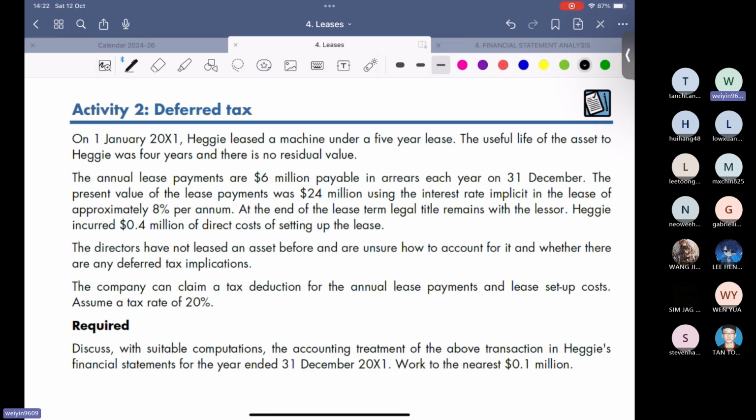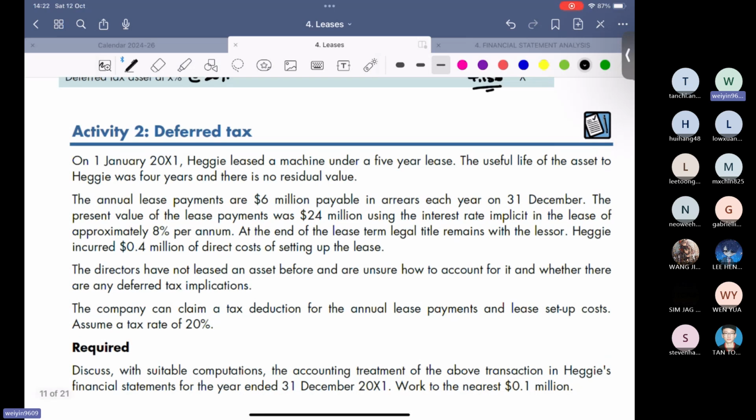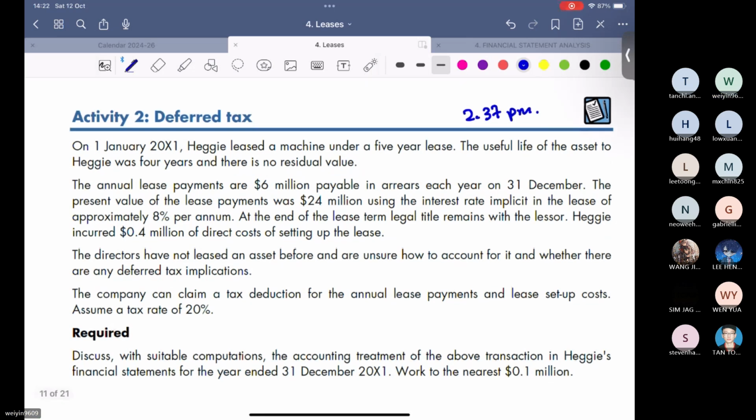So let's try this one. 15 minutes. S1 to S4 first, yeah? To make sure you know how to calculate. Let's try. Explanation, I think I will do it verbally.